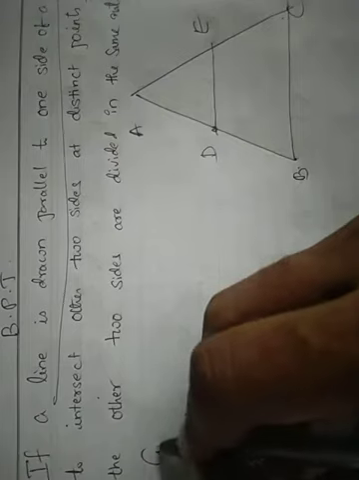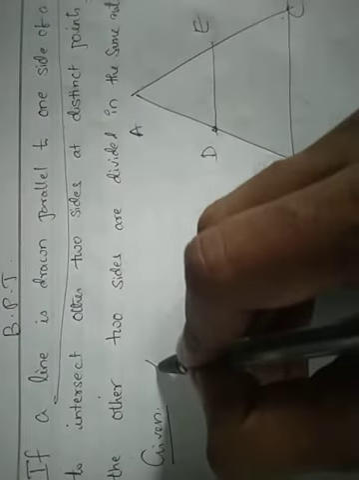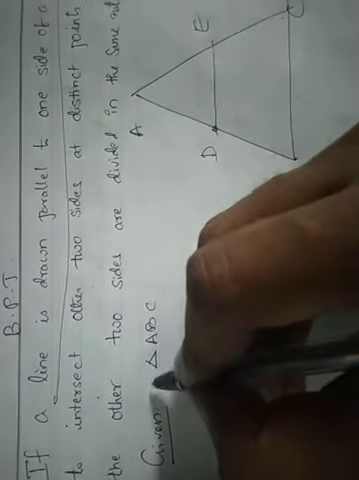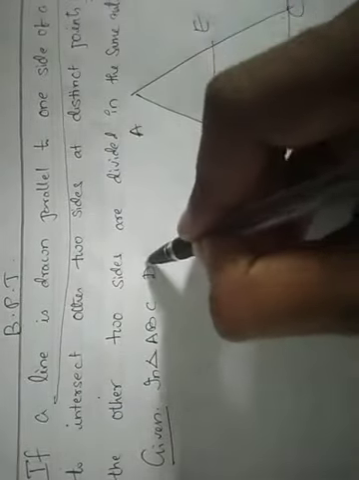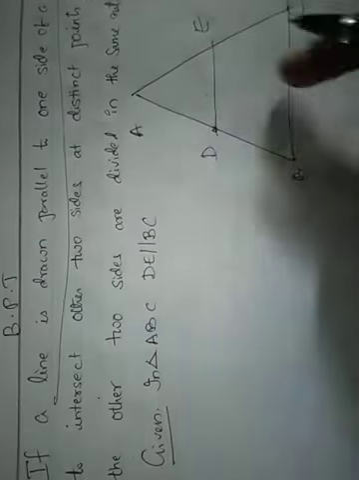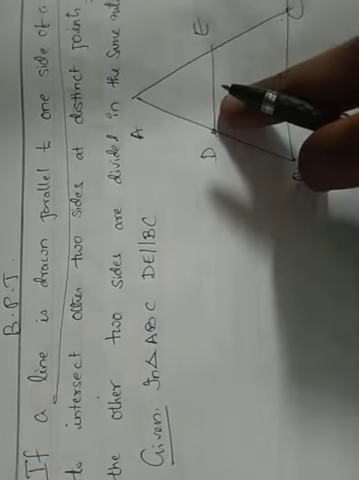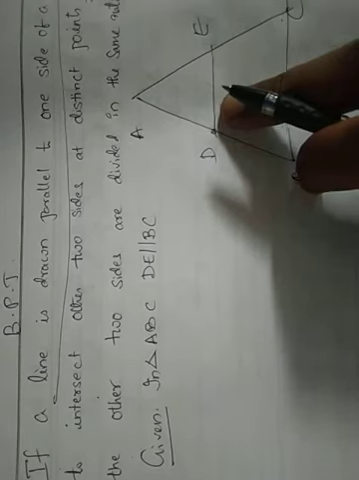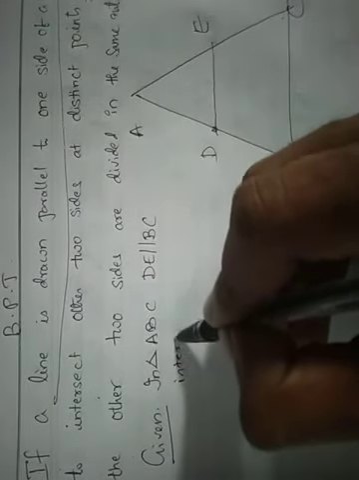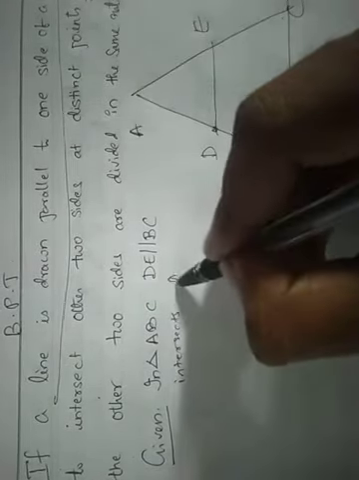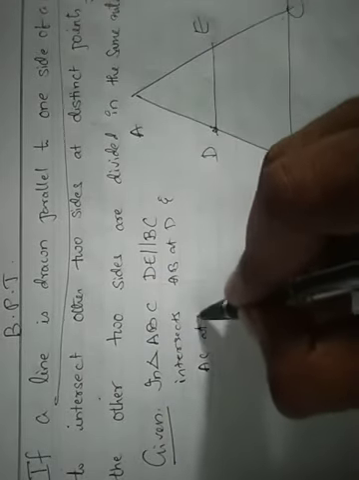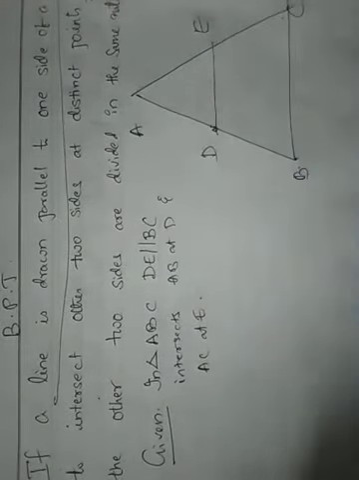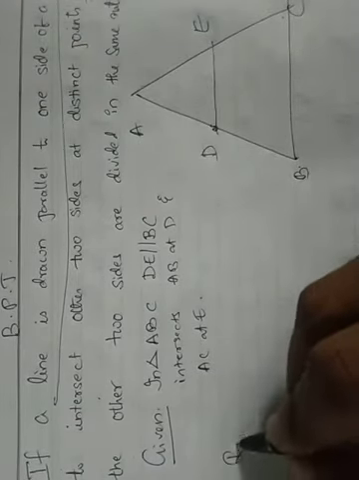So let's see what is given. They have given a triangle ABC, and they asked us to draw a line parallel to the third side. So DE we are drawing parallel to the third side, that is BC. Parallel to BC we have drawn the side DE which intersects AB at D, and AC at E. Two distinct points, two different points, no?